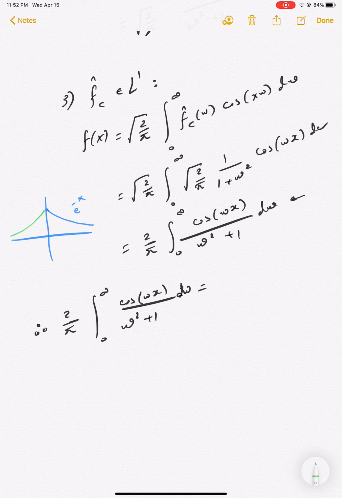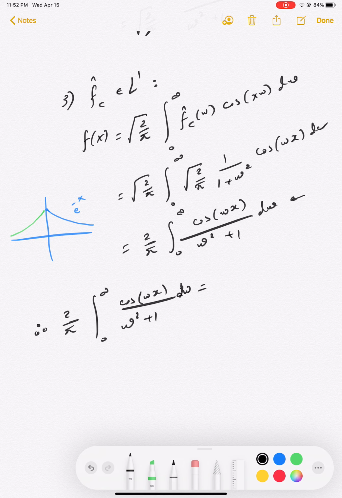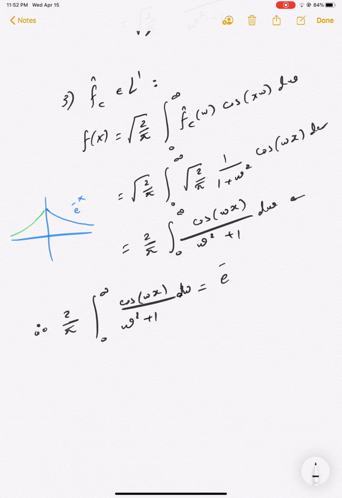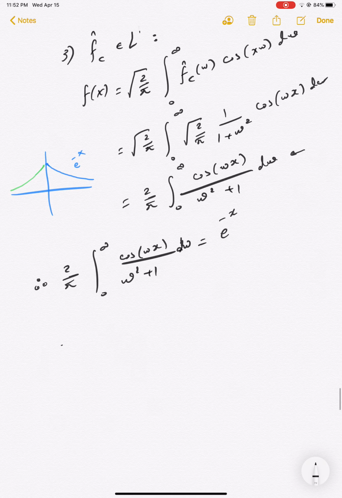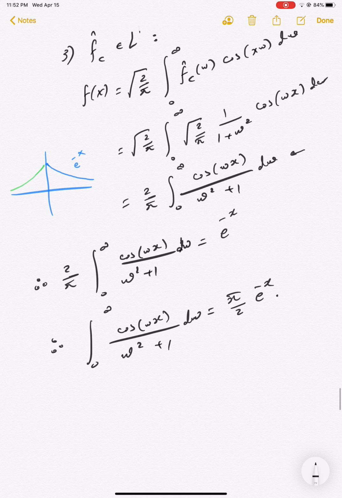So is the function continuous? Yes, it is continuous. So in this case, what is this integral equal to? It's equal to the function. If you take the limit from left and from right over 2, it will be exactly equal to the function, and this gives you a very nice integral, which is cosine wx over w squared plus 1 dw is equal to pi over 2 e to the minus x. This is a very nice integral.